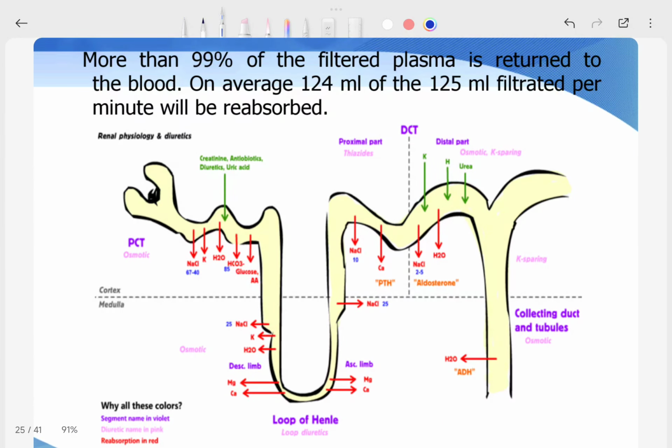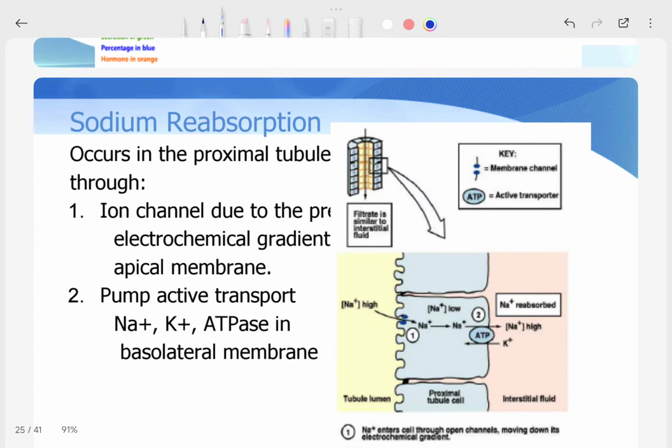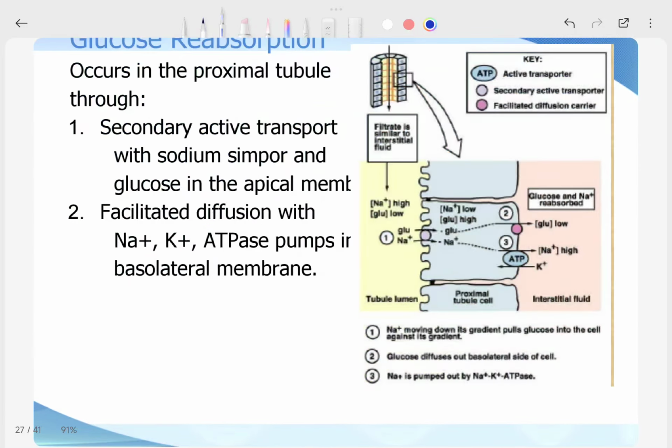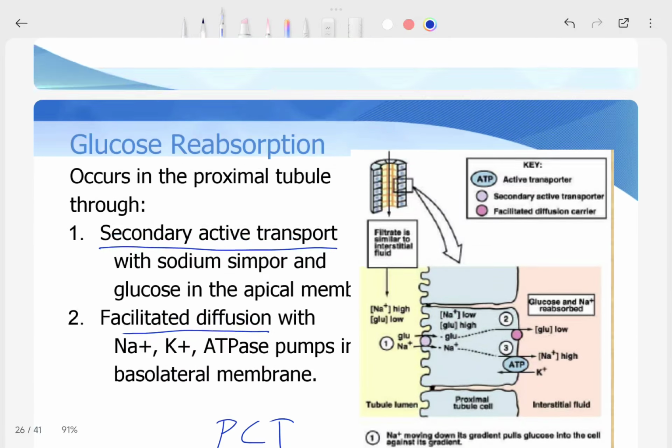What substances get reabsorbed? The first one is sodium, or Na+. It is located in the PCT, or proximal tubule. It is done by using ion channels, and also the sodium-potassium ATPase pump, which is active transport. And for the glucose, they use secondary active transport and also facilitated diffusion. Also in the PCT.